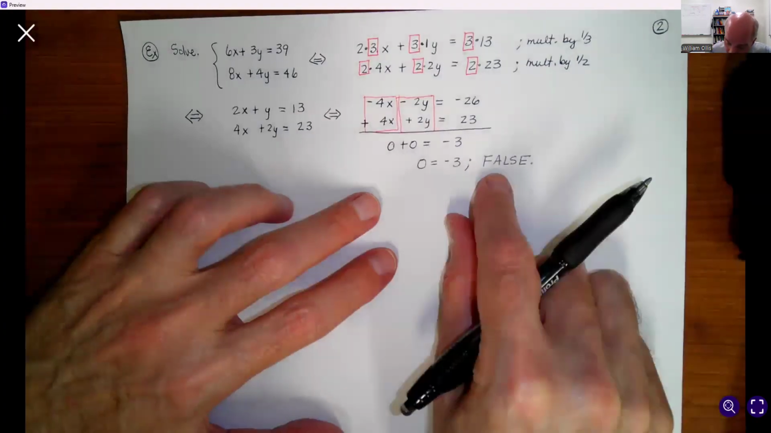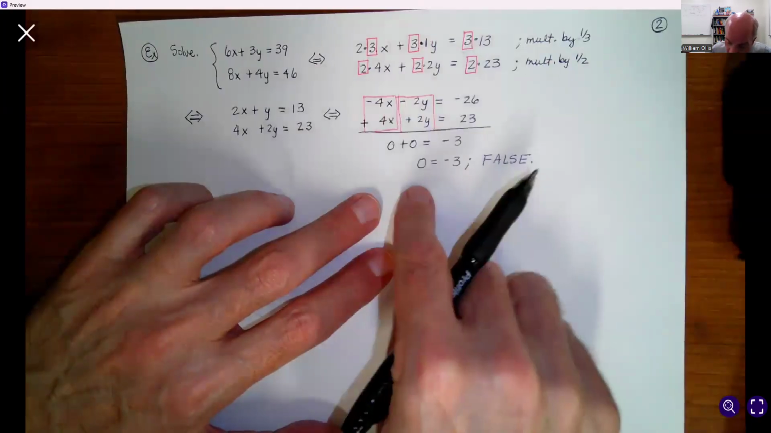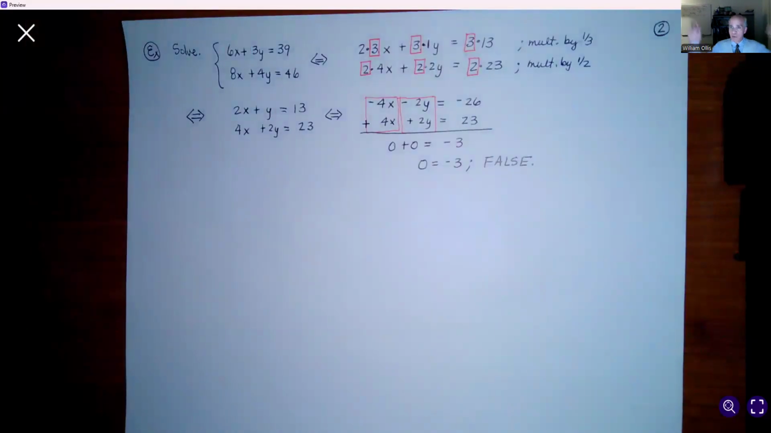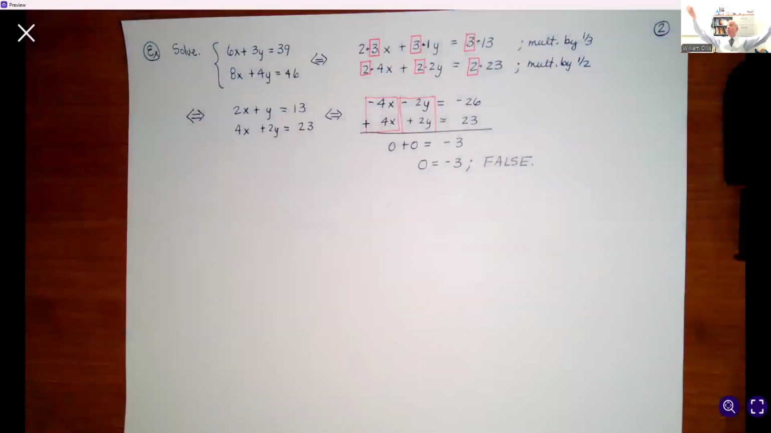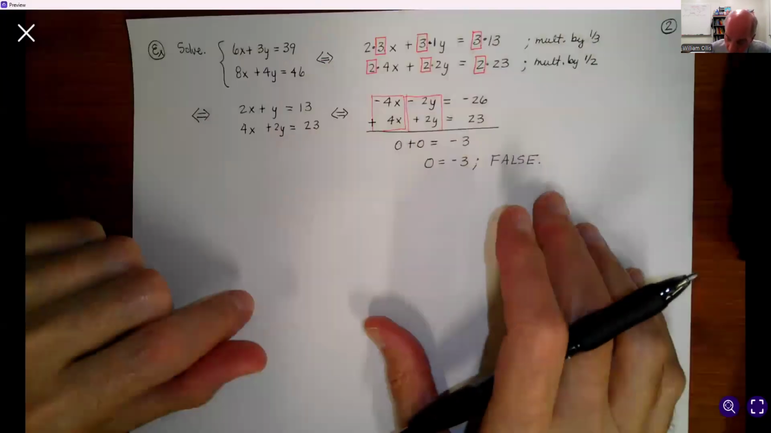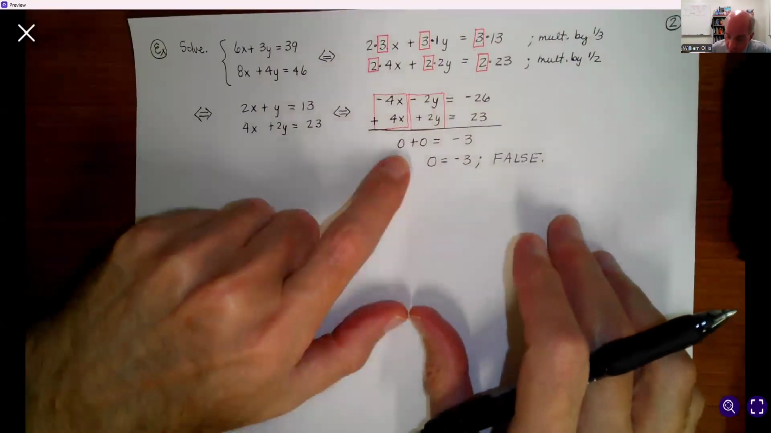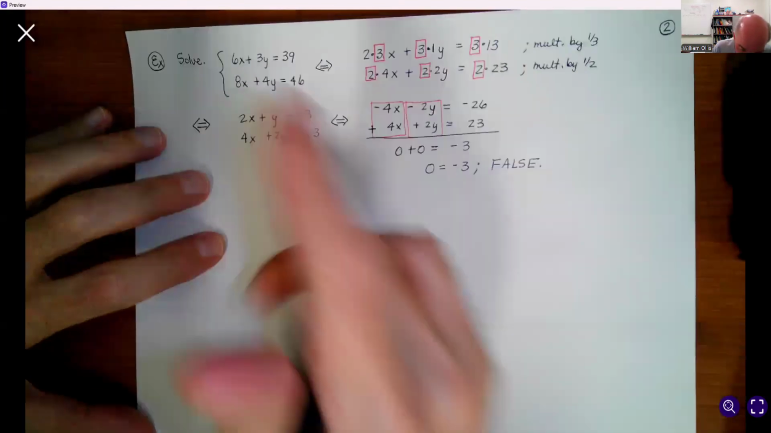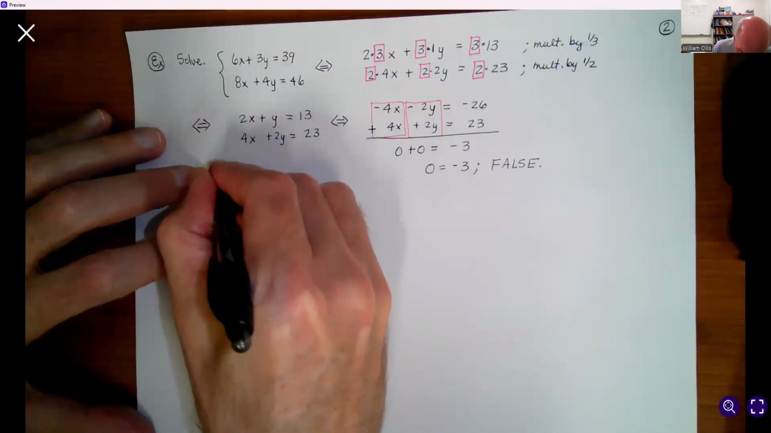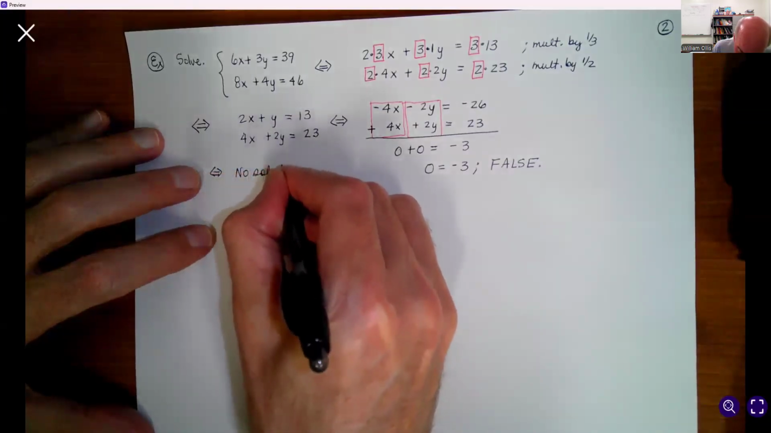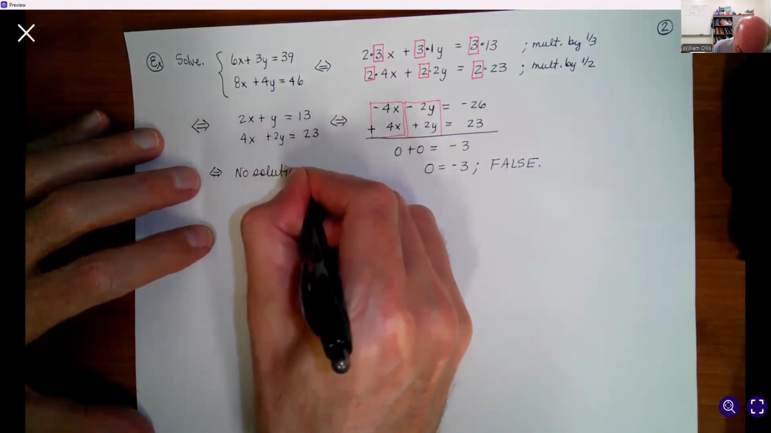So what we see here, when we perform these operations, we get a statement that is false. What we see in this particular case is that we reduce the system to an equation that is false, a statement that is false. So this implies or is equivalent to no solution. We don't have an ordered pair that will actually satisfy this system.